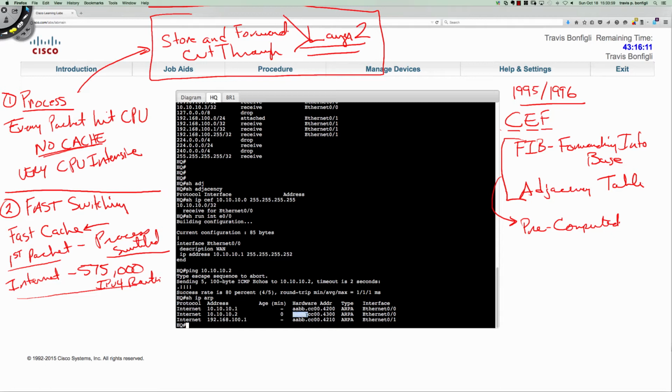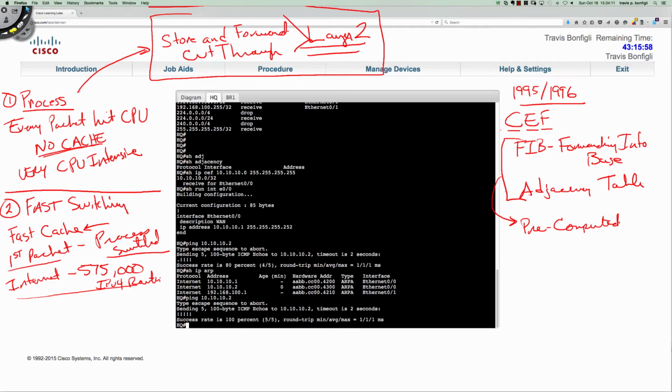And the branch 1 router responded back and said, here is the MAC address that you need to use to get to the 10.10.10.2 IP address. So now subsequent pings are going to work without a problem. All 5 packets are going to go through, and it's not going to be an issue because now we have an entry in the ARP cache, and in the ARP table.